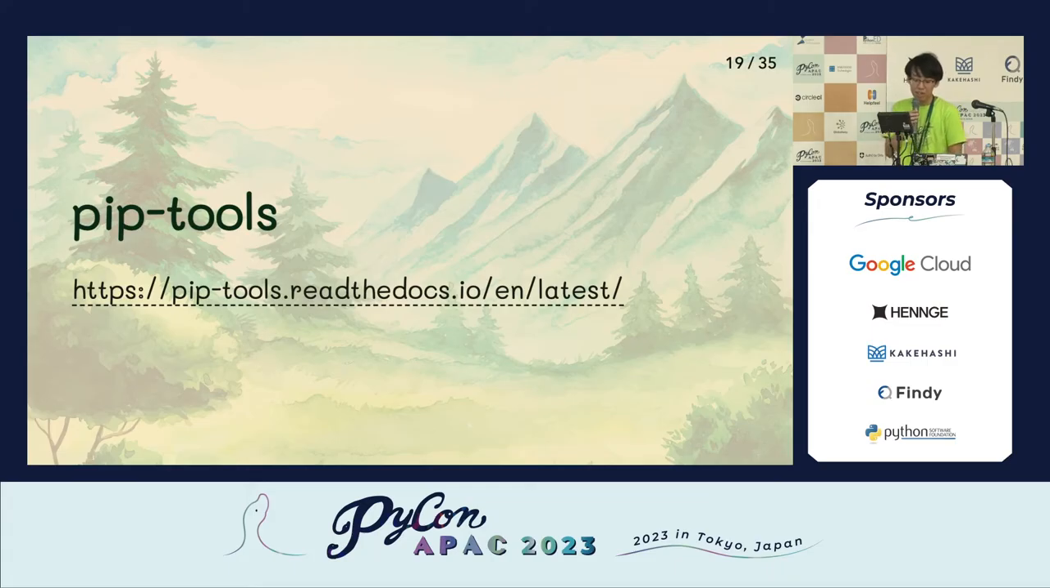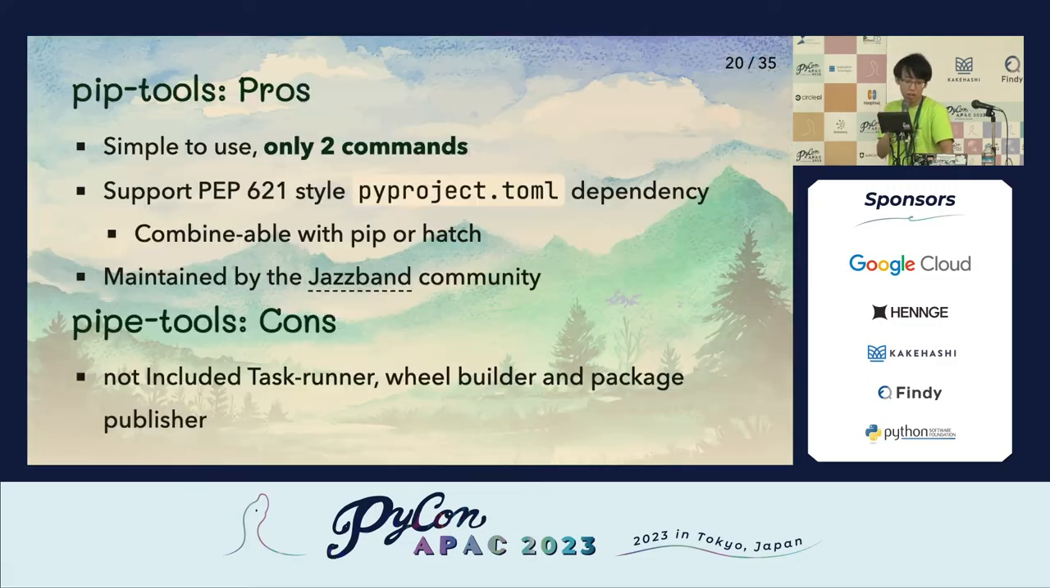Okay, fourth is pip-tools. Please note that the following tools, pip-tools and Hatch and pip, are not all-in-one tools, but have only limited functions and features. pip-tools is very simple. Only two commands: pip-compile and pip-sync. It also supports PEP 621 style pyproject.toml.